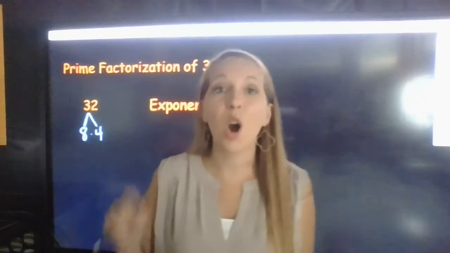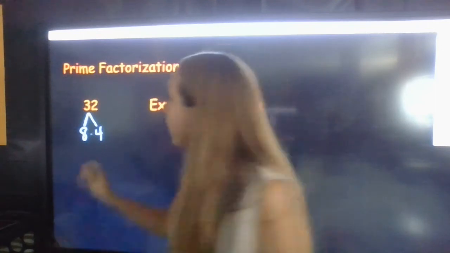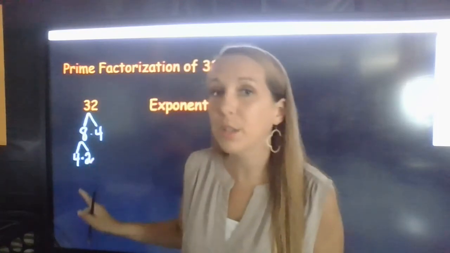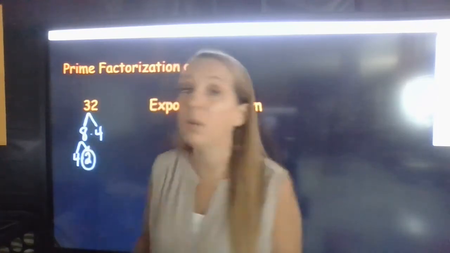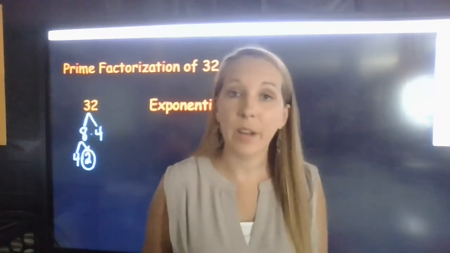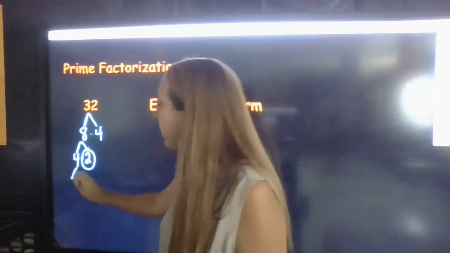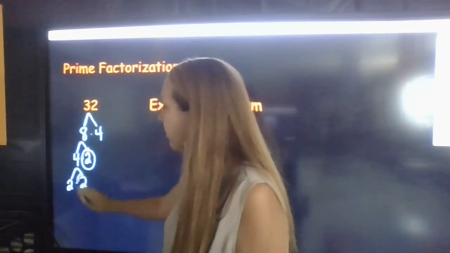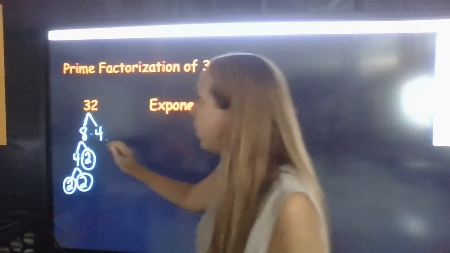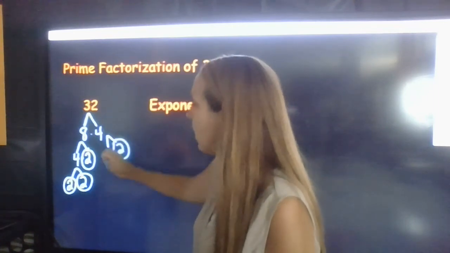Now, 8 and 4 are composite numbers. They can be broken down again. So let's break down 8. 8 can be broken down by 4 and 2. Now notice what I'm going to do to the 2. I'm going to circle it because 2, like we said earlier, is the only even prime number. So I cannot break 2 down anymore unless I divide by 1 or itself, and it's not going to help me any. 4 can be broken down into 2 times 2. I'm circling those because, again, those are prime numbers.